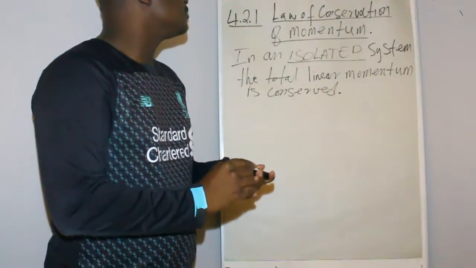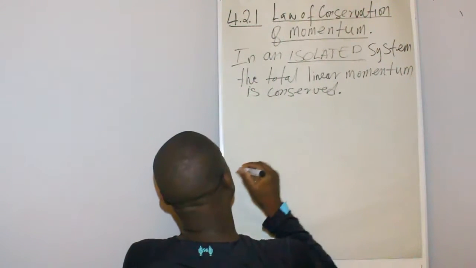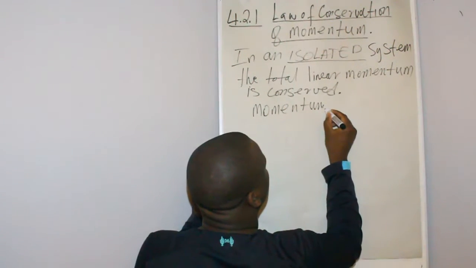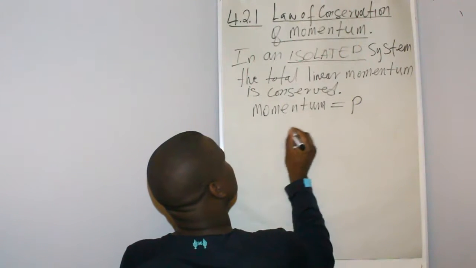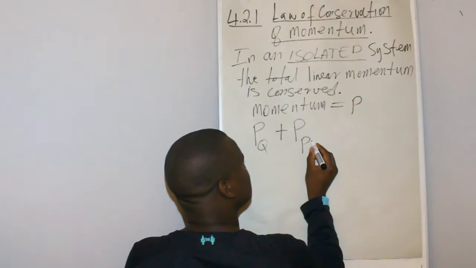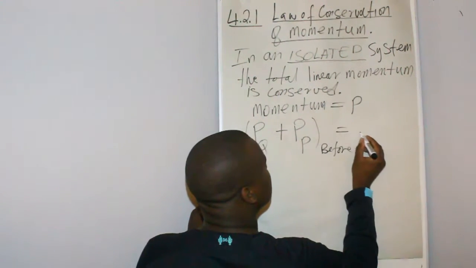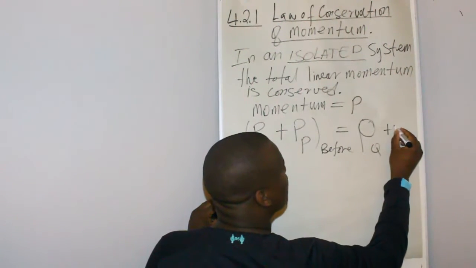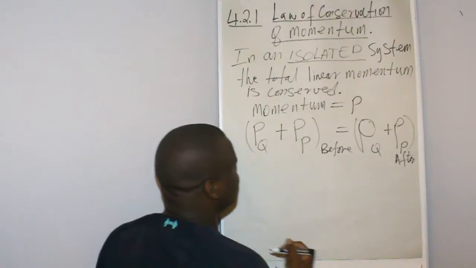So what does this mean? This means that momentum is represented by the symbol P. If you take the sum of momentum, so this is the momentum of Q, and add it with the momentum of P before the balls collide, it should be the same as the momentum of Q plus the momentum of P after collision. This is what this says.